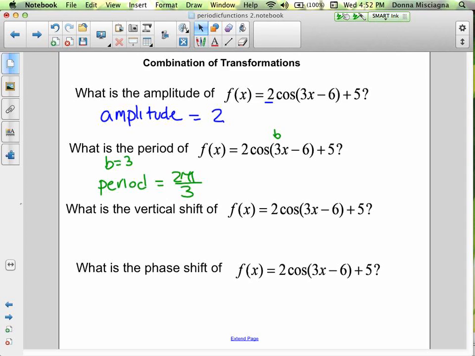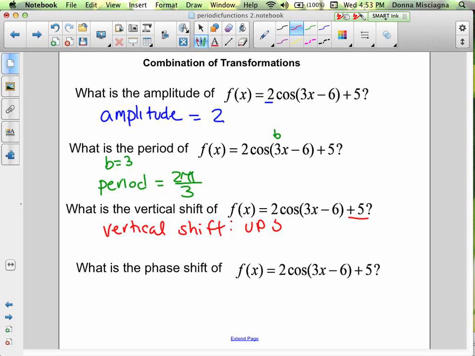All right, let's look at the next one. What is the vertical shift of f of x equals 3x minus 6 plus 5? Do you know what the vertical shift is for this graph? All right, your vertical shift is always what's added to the whole function. So in this case, the vertical shift is going to be up 5. And our midline will be y equals 5.